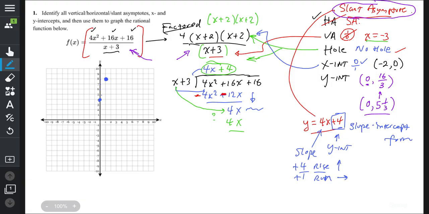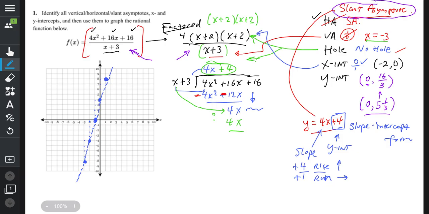Now let's do it backwards. Backwards run, 1, 2, 3, 4, backwards rise. And we see if we just continue that pattern, 1, 2, 3, 4, we have this very sharp line that will be our slant asymptote.